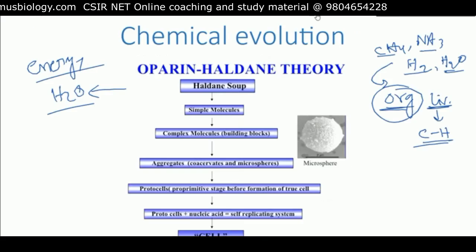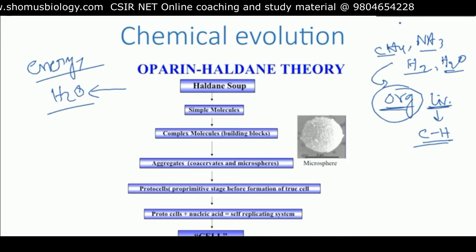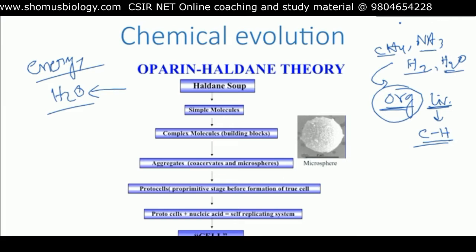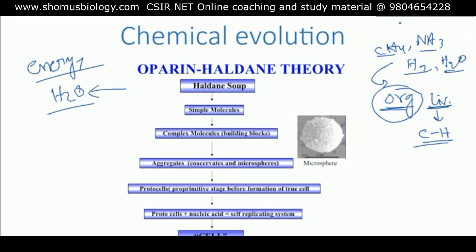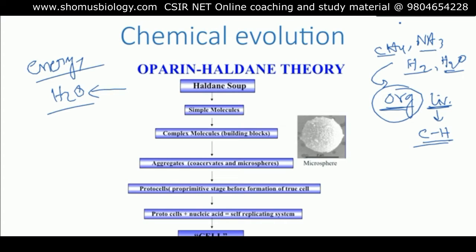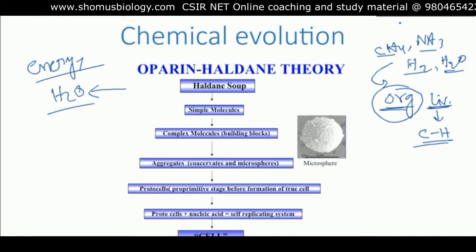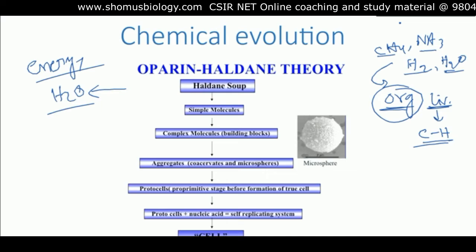So what Oparin and Haldane stated is that once all those inorganic compounds like methane, ammonia, hydrogen are present in the aqueous environment, they call it the Haldane soup, because the Haldane soup carries all those inorganic compounds. It's like, you know, they need a recipe. All the soup material is there. They just need a recipe to convert those ingredients into the final product, and that's what happened in this particular case. So they have this soup ready, right? They have this soup prepared, but what happens in this Haldane soup?